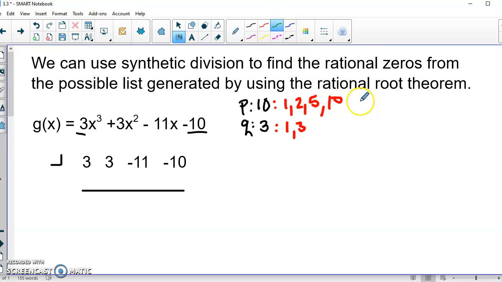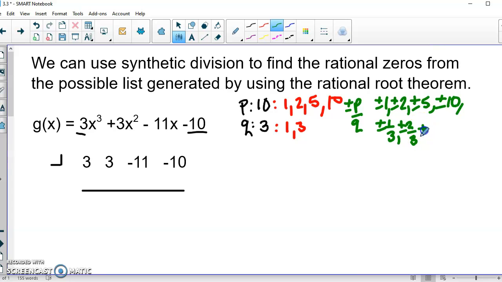So the possible rational roots for g of x include, and this is where we apply the positive and negative to p over q: positive and negative 1 over 1, positive and negative 2 over 2, positive and negative 5 over 1, positive and negative 10 over 1, positive and negative 1/3, positive and negative 2/3, positive and negative 5/3, positive and negative 10/3.